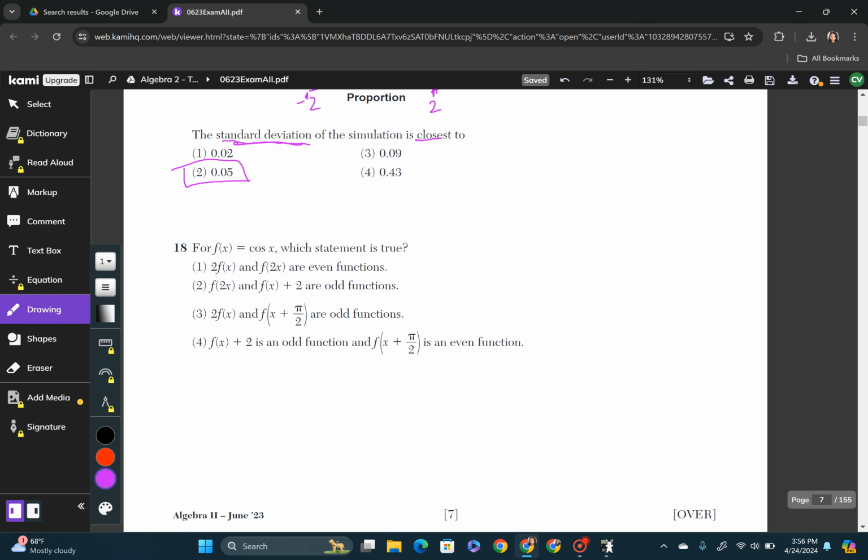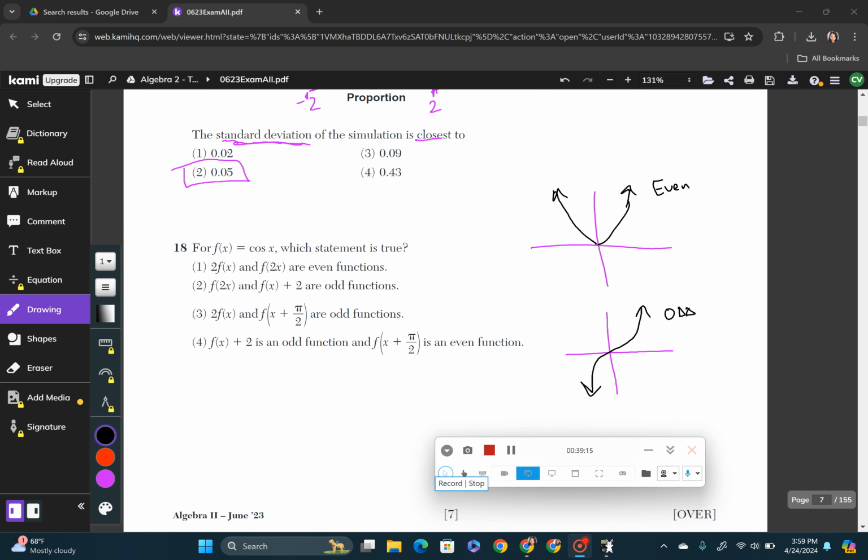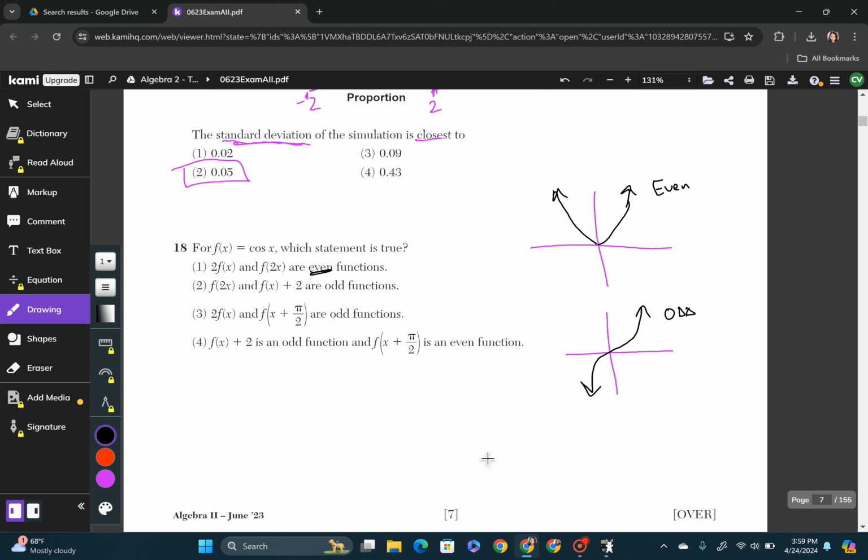For f of x equals cos x, which statement is true? All right, so for this next question, we need to figure out what is an even, what is an odd function. Just to refresh your memory, even functions are symmetrical with respect to the y-axis. Like if I cut it along the y like a taco, it's going to look the same on the left and the right. And odd functions are if I take my function and flip it upside down, 180 degrees, it's going to look exactly the same. So that's what even and odd are.